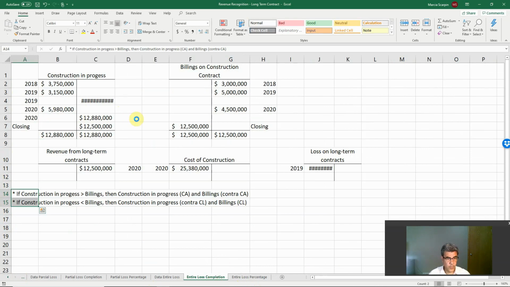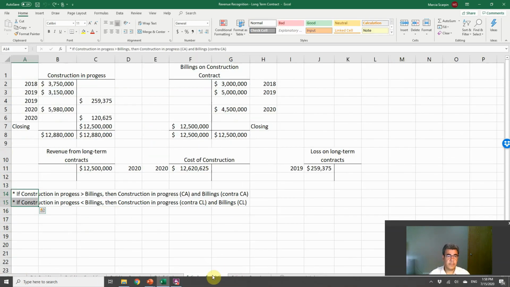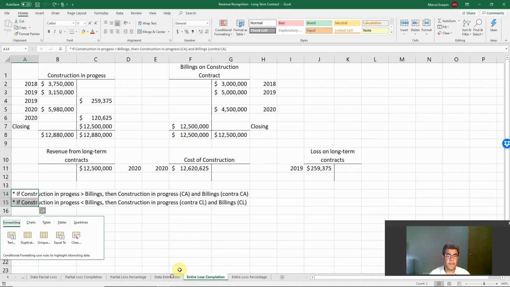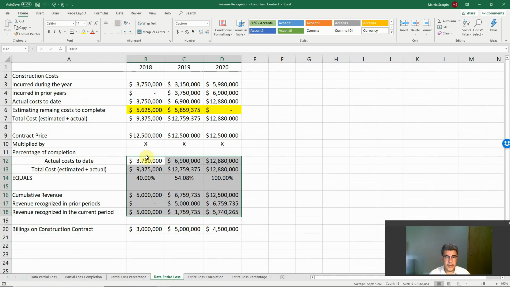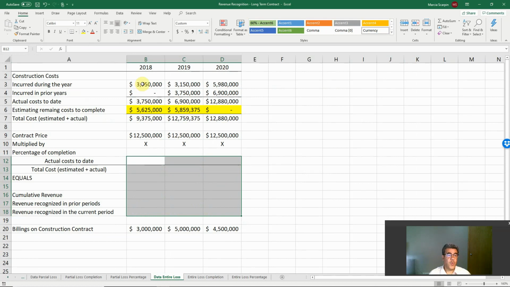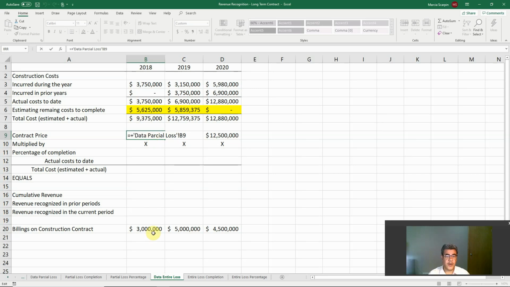And what do we have here? So let's delete it here. We have some given numbers. So we have these costs incurred during the year. 3 million and 3/4 for 2018, 3.1 million for 2019, almost 6 million for 2020. And the contract price, $12.5 million. Billing, that is our cash flow, 3 million, 5 million, and 4.5 million.